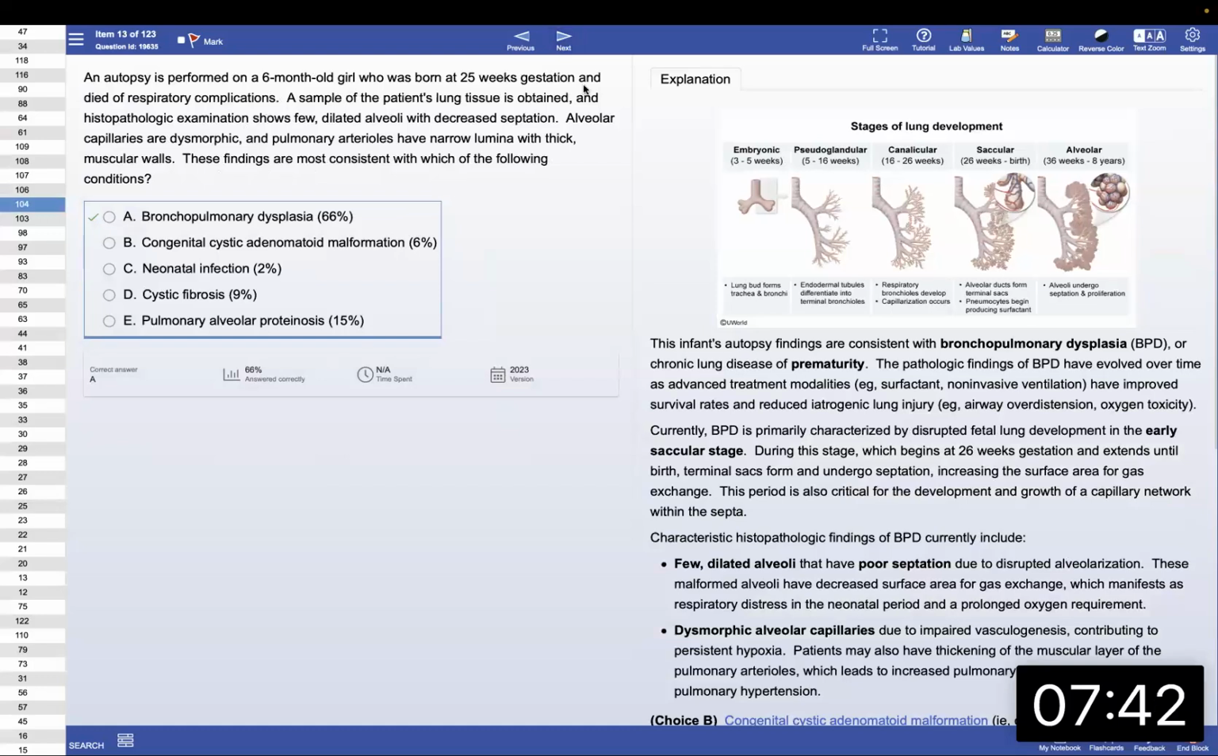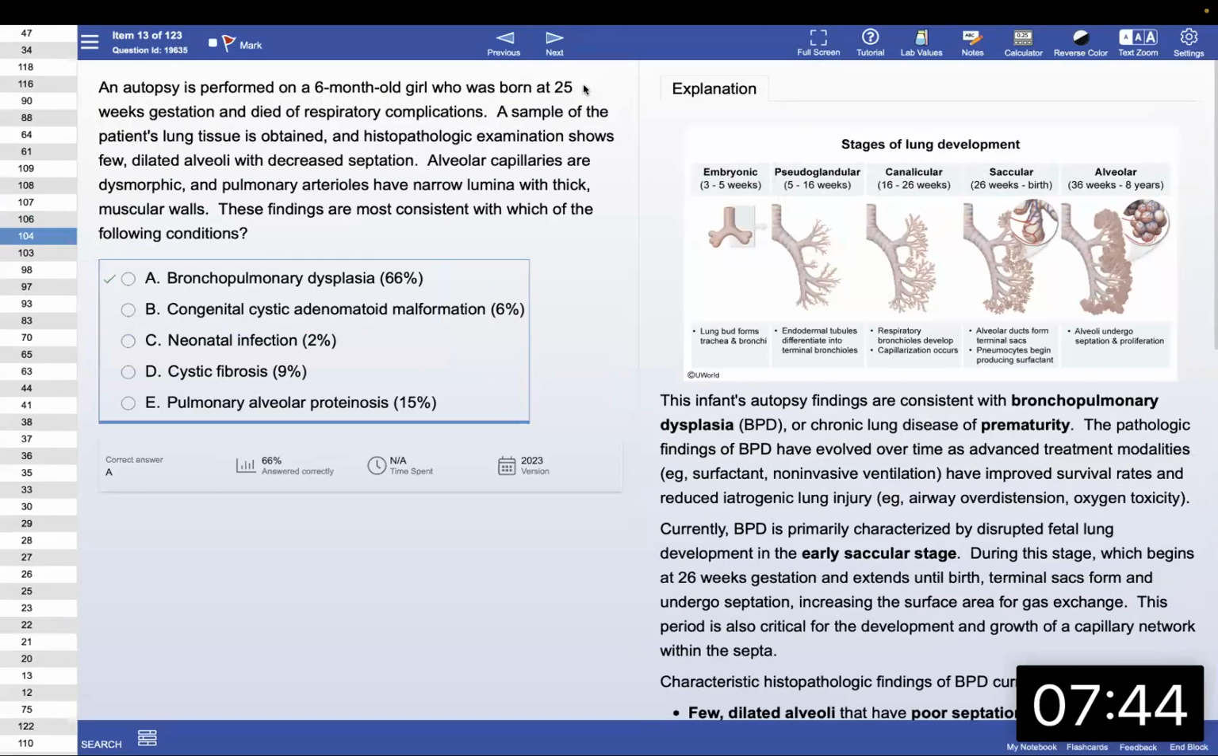Here they asked, alveolar capillaries are dysmorphic. Pulmonary arterioles have narrow lumina with thick muscular walls. They are consistent with which of the following conditions? So thick muscular walls and few dilated alveoli with decreased septation. The answer was bronchopulmonary dysplasia or chronic lung disease. The other choices will be easy to rule out, I think. Cystic fibrosis, no, there'll be mucus plugs. Neonatal infections, congenital cystic adenomatoid malformation.